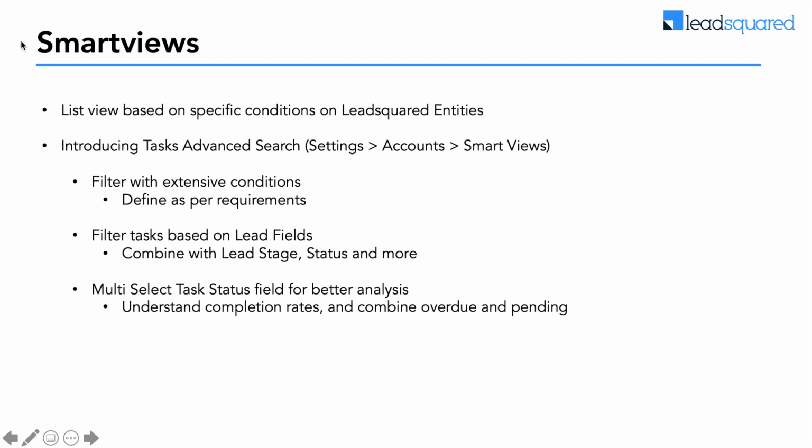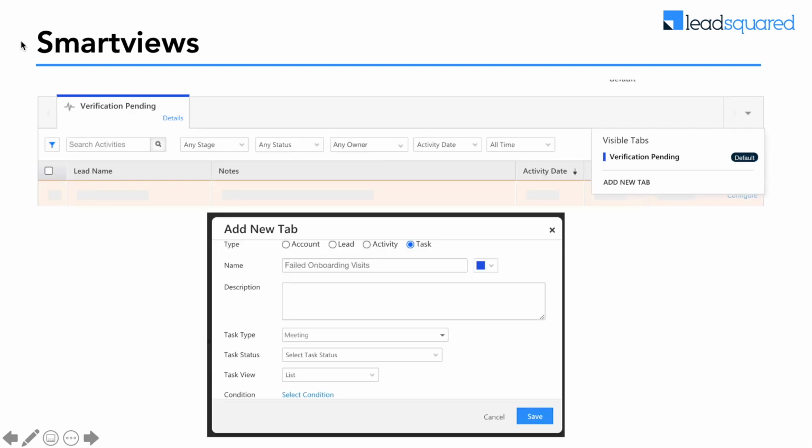One thing we understood while creating this particular feature is that you would like to club together multiple task status types. So this can be overdue and pending, which you would mostly like to see, or you can even have overdue and failed to understand why a particular set of tasks are not being completed and do a better analysis. So let's quickly move into the example.